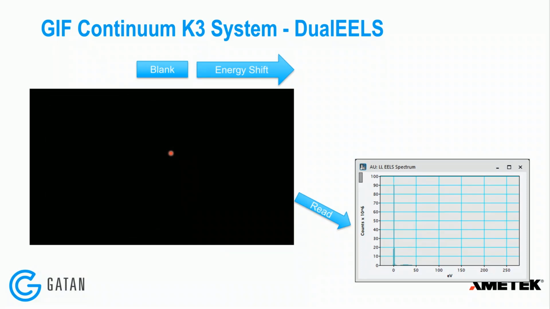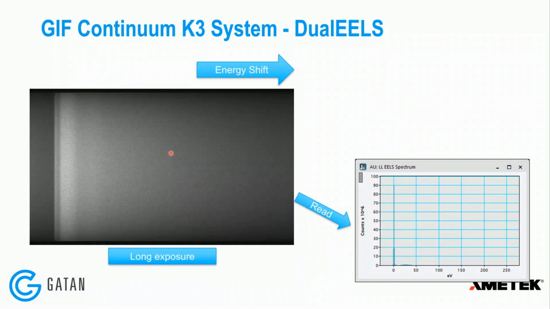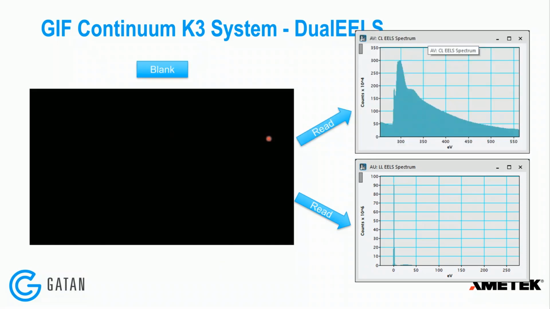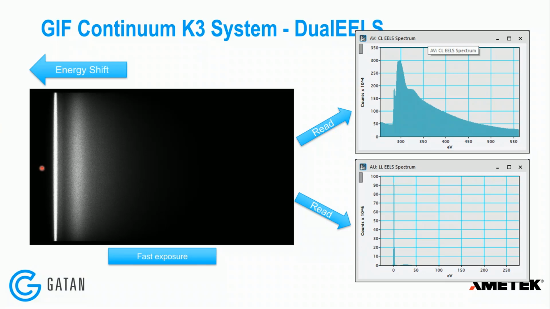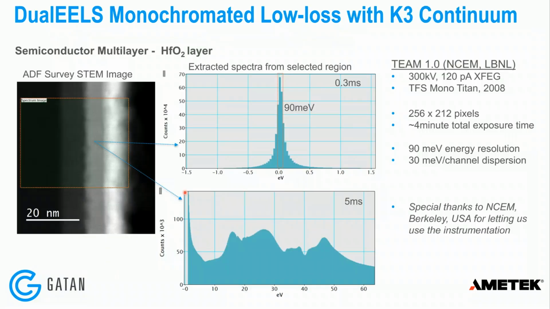Apply the energy shift. And then we grab our long exposure. So this is our high loss. And then we read. So it's a very fast sequence of grab this one, grab this one. So energy shift, re-expose, fast exposure, get the low loss. So that's DualEELS. Something that's really cool that you can do with the K3 detector.